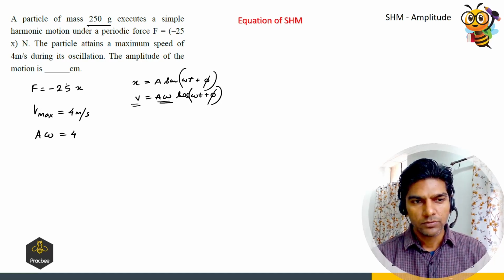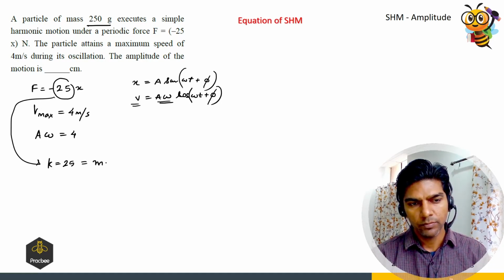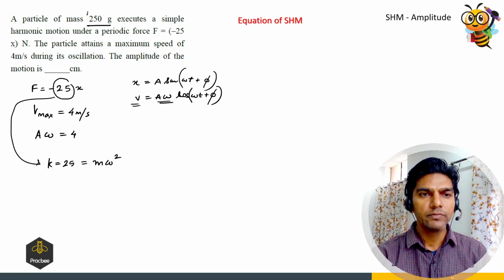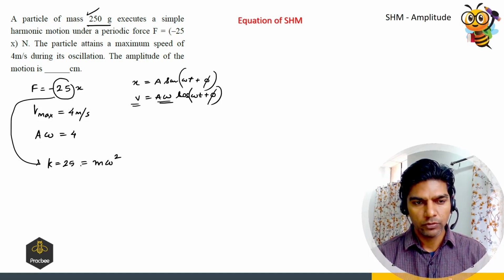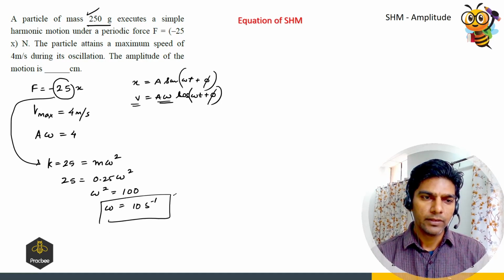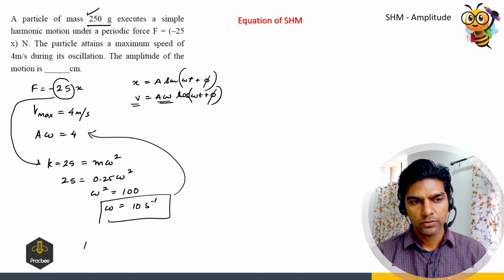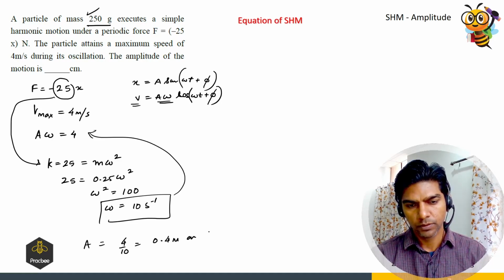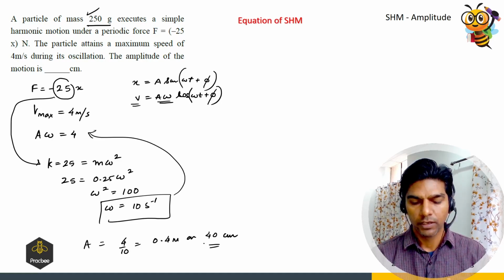And what is omega? So here we have force constant, right? So we know the force constant k is 25, which is nothing but m omega squared. Mass is given as 250 grams, which will be 0.25 kilograms. So 25 is equal to 0.25 omega squared. So omega squared comes out to be 100 and omega will be 10 per second. Now we can use omega and substitute this in this equation, we'll get the amplitude. So amplitude will be 4 by 10, which will be 0.4 meters or 40 centimeters. So 40 is the answer.